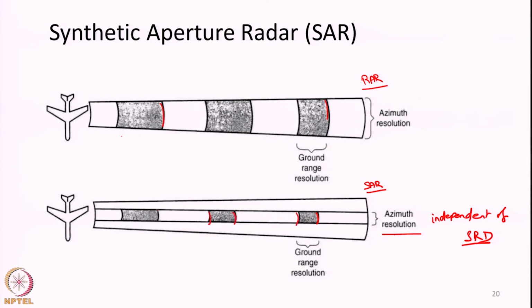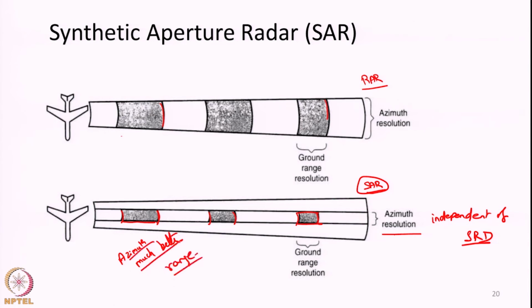So, azimuth resolution will be many orders better than the range resolution. For range resolution there will be no change; it will be coarser in the near range and finer in the far range. There is no change in the range resolution. The azimuth resolution improves drastically in SAR systems. So, normally for SAR systems the azimuth resolution will be much better than the resolution in the range direction.